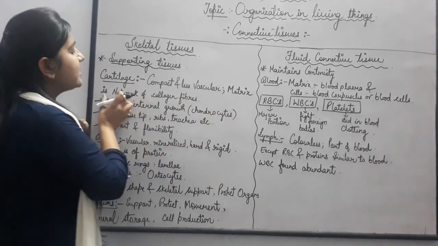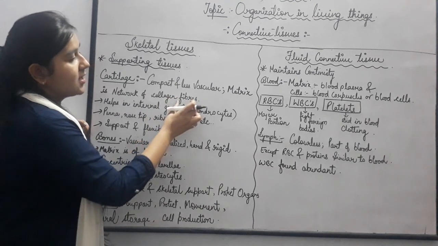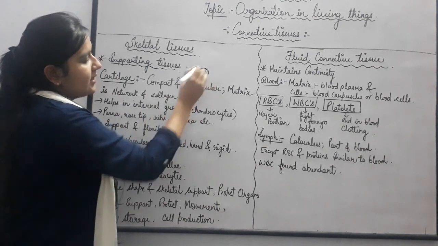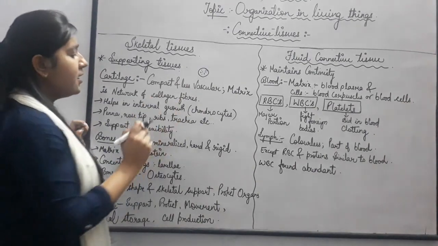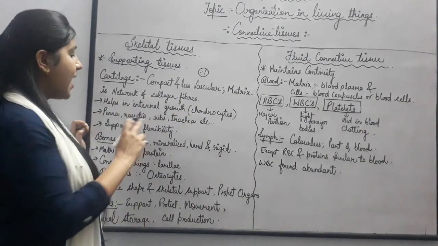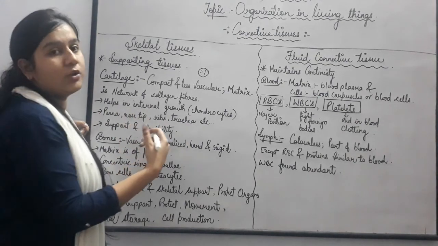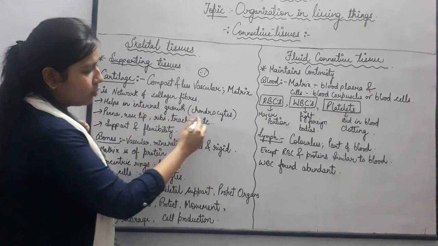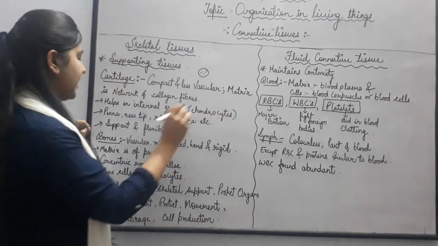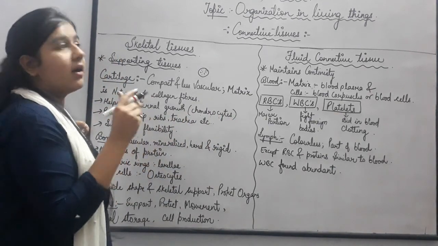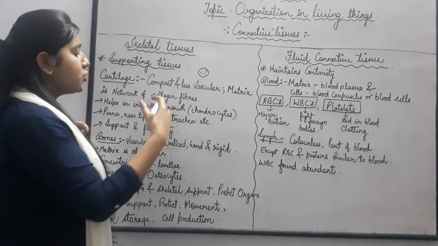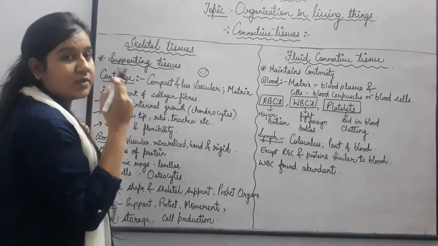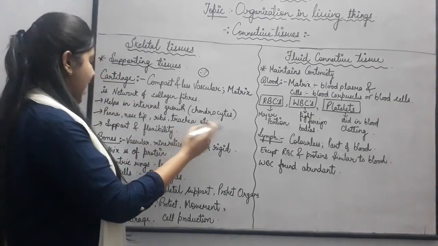Next, the matrix inside these cells is a network of collagen fibers. They also help in the internal growth of our body, and the cells responsible for this growth are known as chondrocytes. These skeletal tissues are generally present in the pinna of the ear, nose tip, ribs, trachea, and many more.